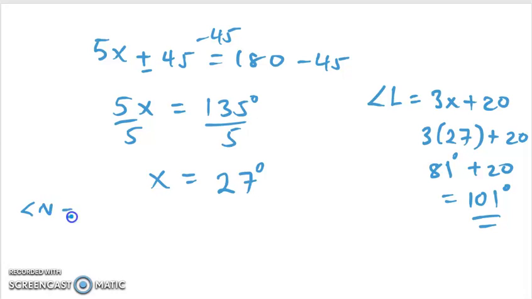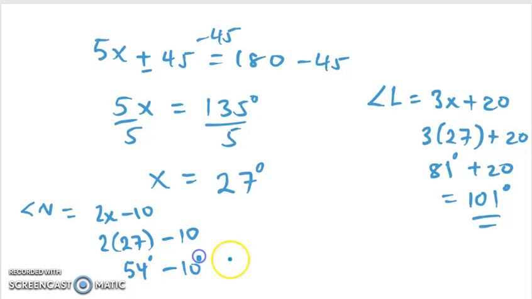Angle N is equal to 2x minus 10. But we know that x is 27, so 2 times 27 is 54 degrees, minus 10 degrees. This is equal to 44 degrees.